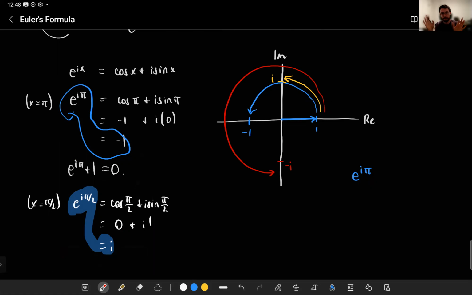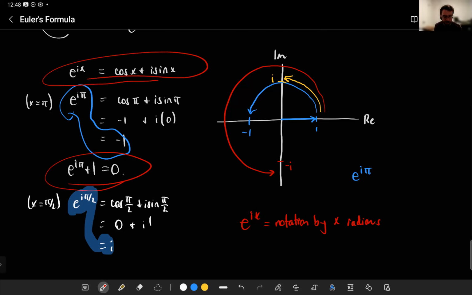And you don't have to do nice things. Whatever value of x you choose, e to the ix is rotation by x radians. Which is insane. So a lot of the times people fawn over this identity, e to the i pi plus 1 equals 0. But this is the real beauty behind the scenes, saying that you can represent e to a complex number as rotation in the complex plane.